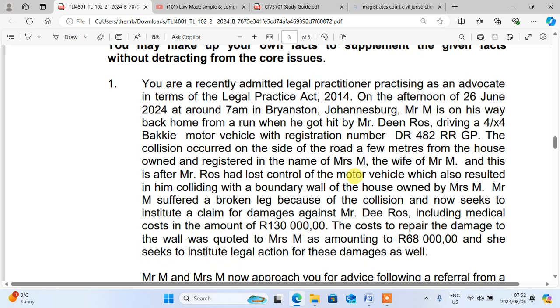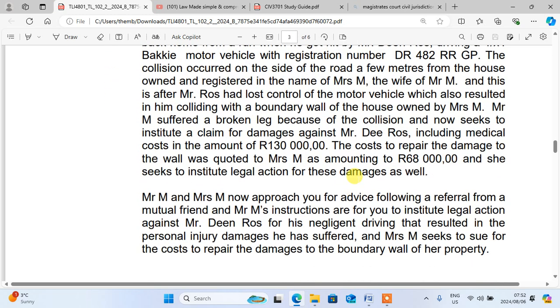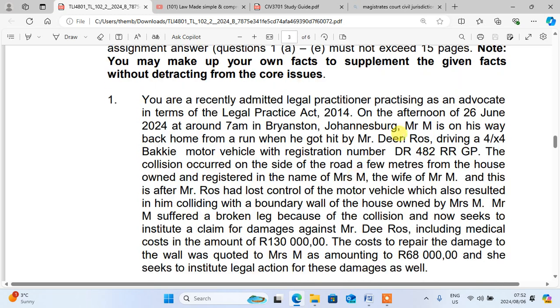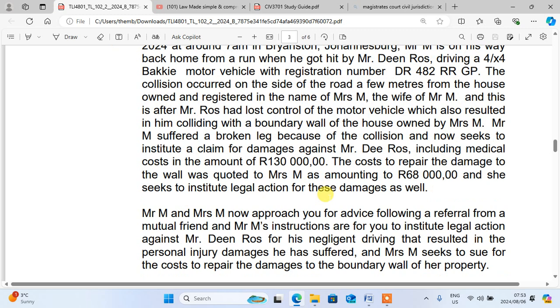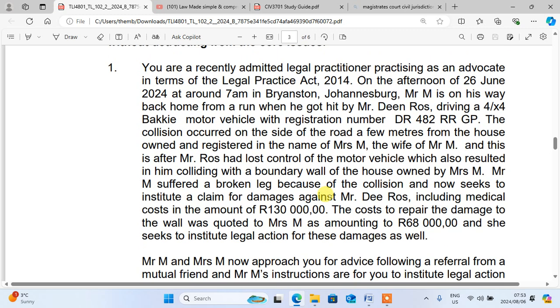Did they give an address? No, they didn't provide an address. They just said that it's 27 June. And then the motor vehicle, then there is no address. So it's very important that you include the address of both Mr. M and Mrs. M, so that you know. And it's very important that you read the scenario and check if they provided the address.